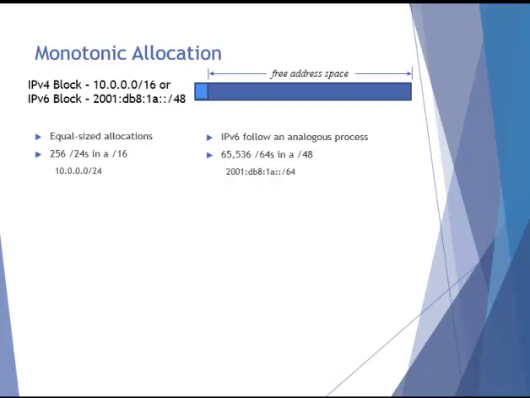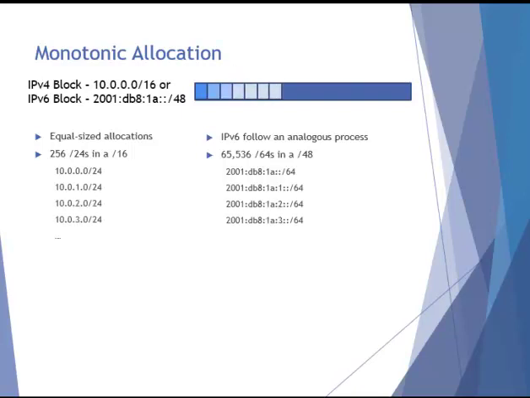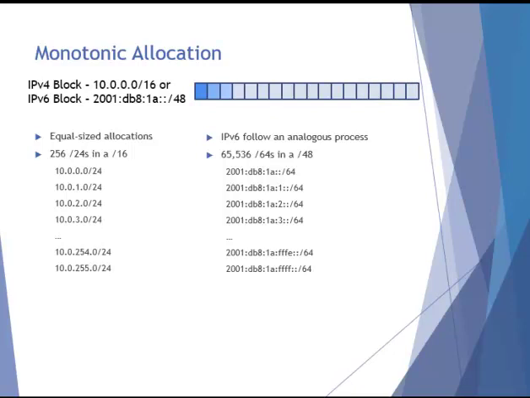So in other words, I've got 256 /24s in a /16, and then on the IPv6 side I've got 65,536 /64s in a /48. So I can really just, again, go through the process. I can kind of enumerate all of these possible addresses on that block in between, that subnet ID field, and then just list them out and then just assign them as I need to assign them.